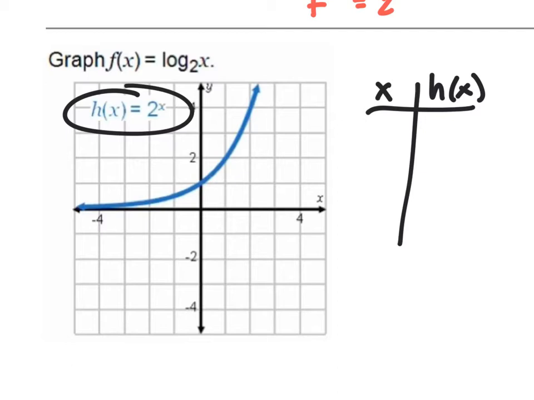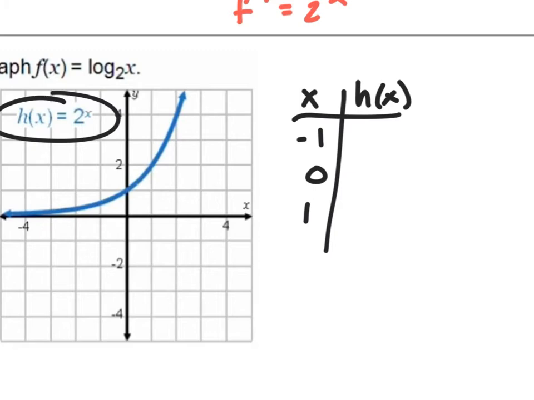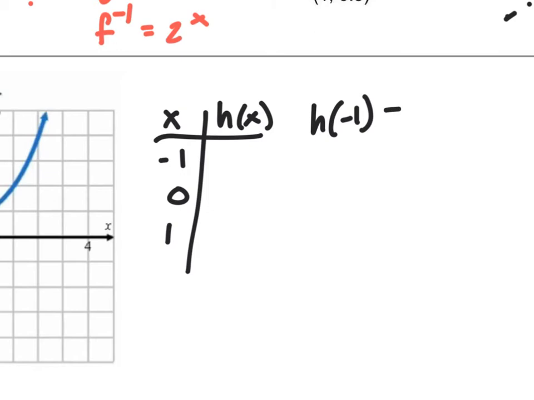I've got three values that I'm looking at. For my x values, I'm going to plug in negative 1, 0, and positive 1. If I plug in negative 1 into that function, h of negative 1, I'm really just doing 2 to the negative 1 power, which is going to give me 1/2. When you have that negative exponent, you just move it down to the denominator. So when I plug in negative 1, I get a value of positive 1/2.